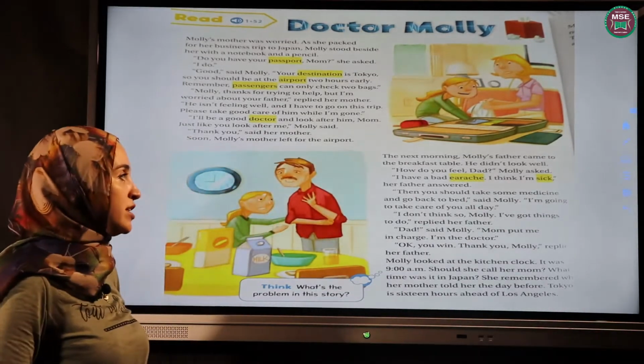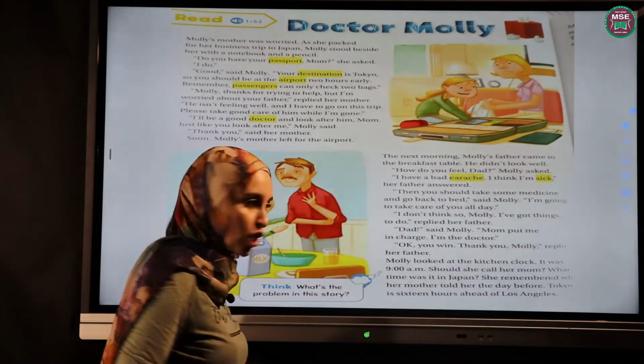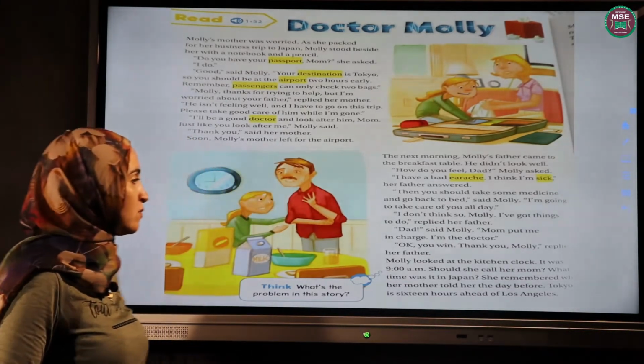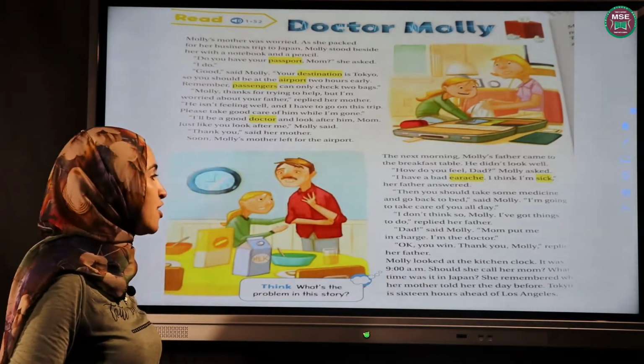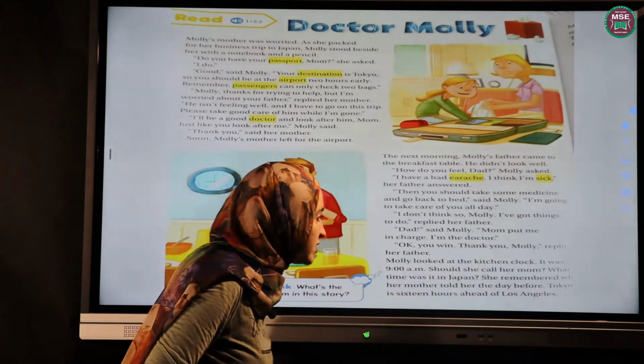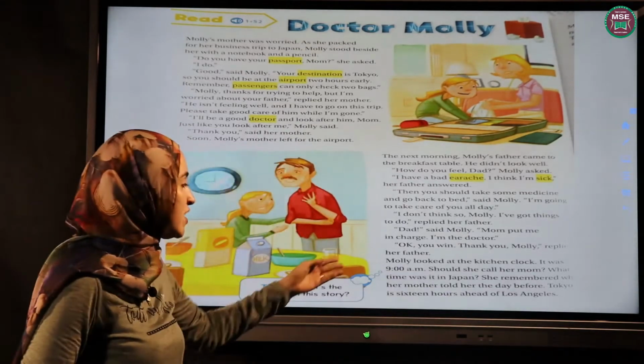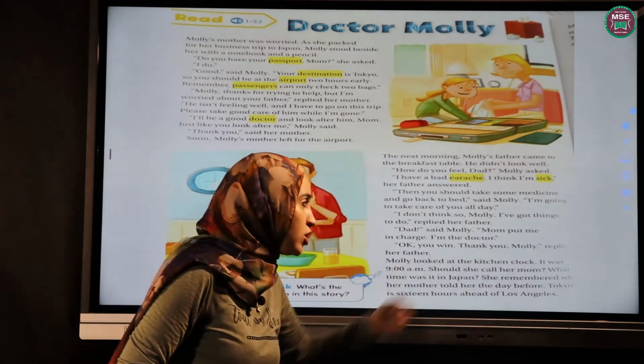"Dad," said Molly, "Mom put me in charge. I am the doctor." "Okay, you win. Thank you, Molly," replied her father. Molly looked at the kitchen clock. It was 9 a.m. Should she call her mom?